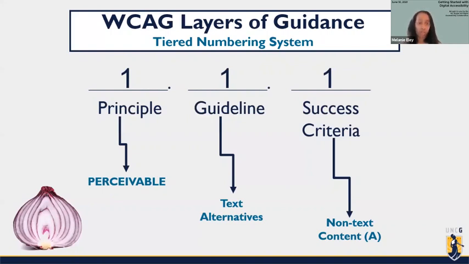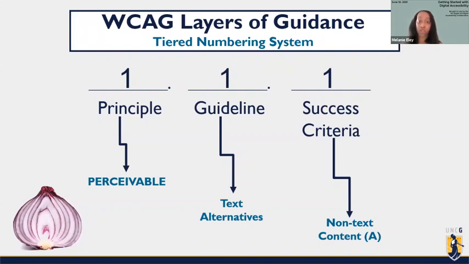So of the 3 numbers, the first 2 digits represent the corresponding principle and the guideline. The 3rd number is going to be your success criteria. And altogether, these 3 numbers show that tiered structure to show how the success criteria are connected to the guideline, the principle, but also other success criteria and guidelines and principles within the entire WCAG system.